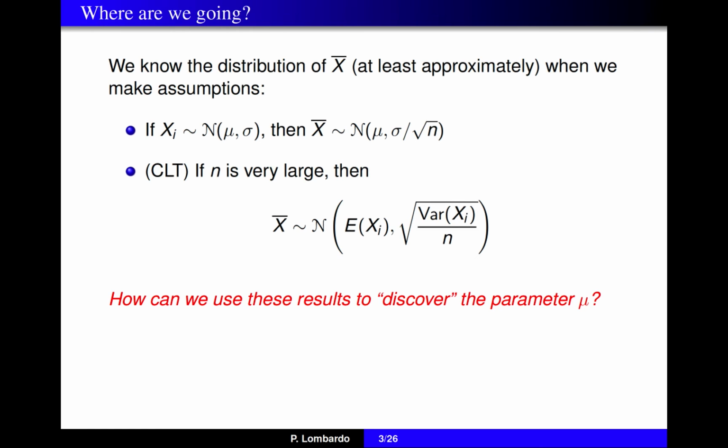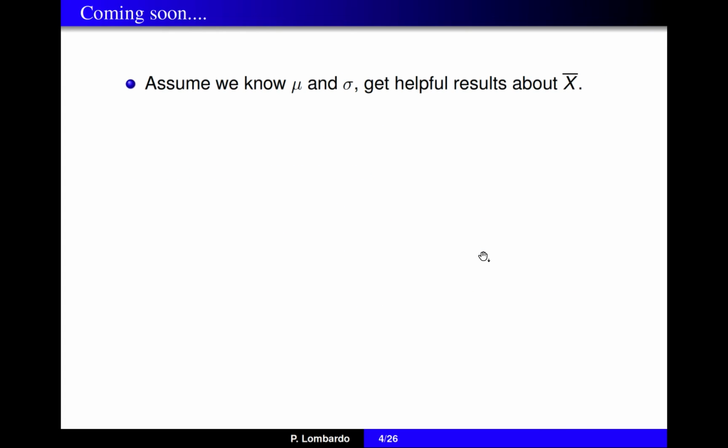So the name of the game becomes, how can we use these results to discover a particular parameter? In our case, we want to discover the parameter mu. We want to know what is the mean of this normal random variable that we're working with. So what we're going to be doing over the next few days is working through the following situations. Today we're going to work with the first bullet. We're going to assume that we know mu and sigma for that underlying normal distribution, and we're going to get some helpful results about X-bar. None of these are new results, they're just going to be repackaged a little bit.